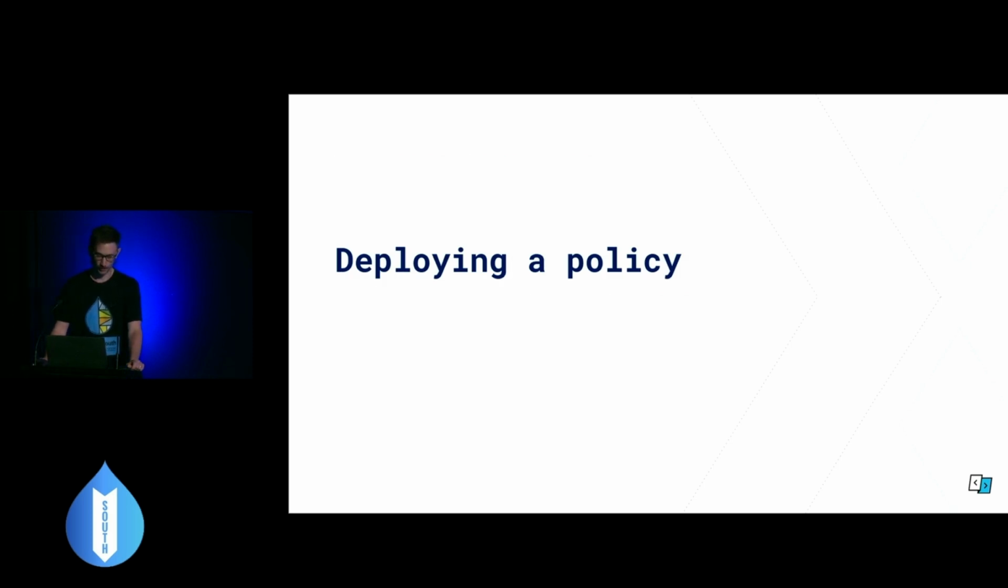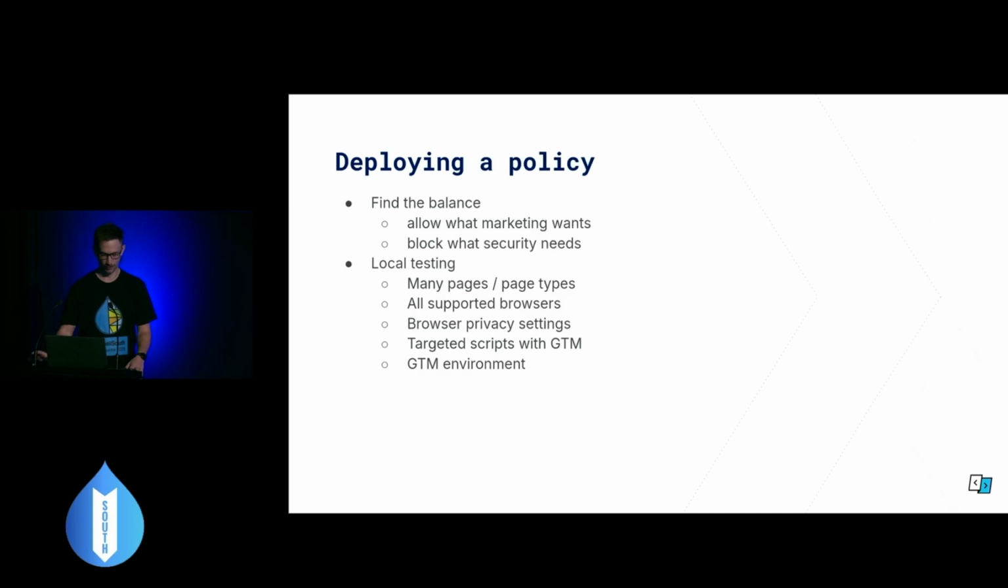So you might be wondering, I've got this existing site, I've got all these scripts, I've got all these styles, I've got all these external dependencies. I want to deploy a policy, but I don't want to accidentally block something that shouldn't be blocked. So how can I craft a policy that finds the balance between allowing what the marketing team wants and blocking what the security team needs you to block, so you can pass that pen test?